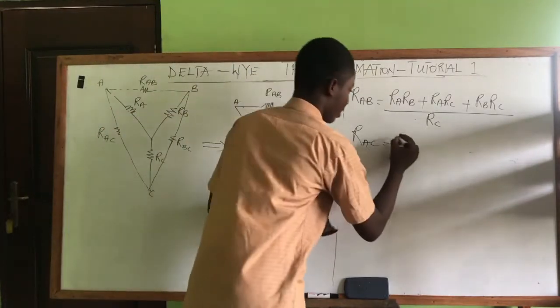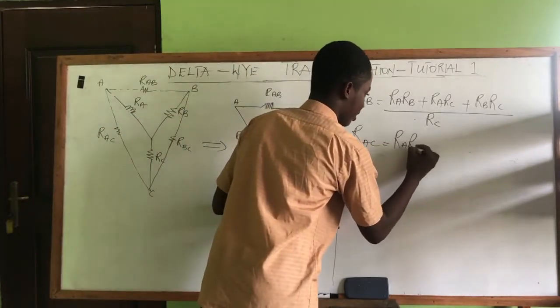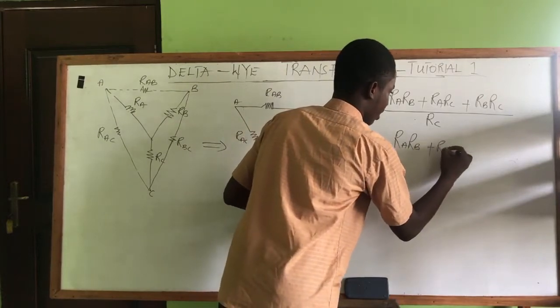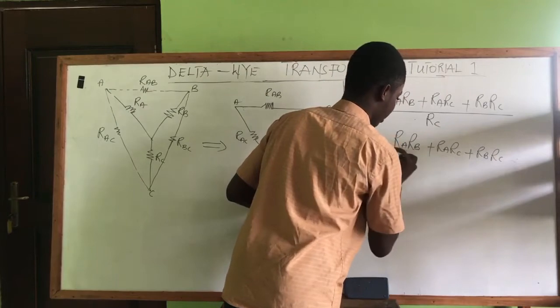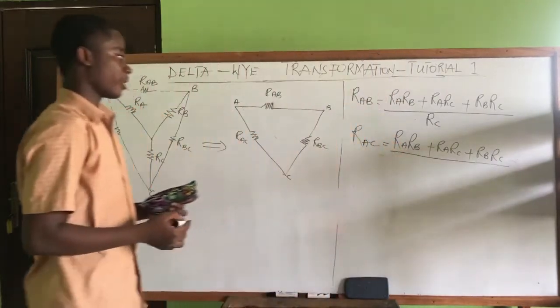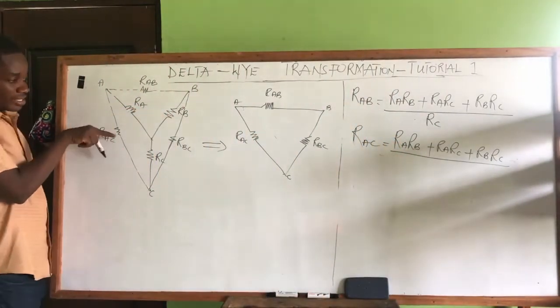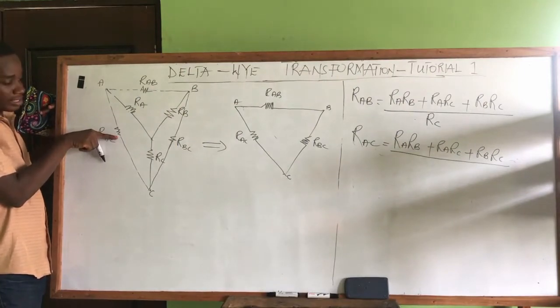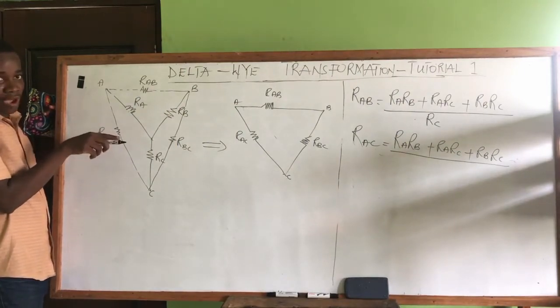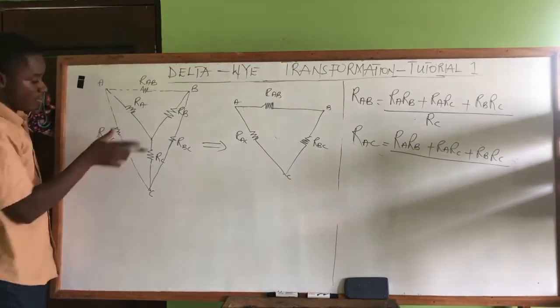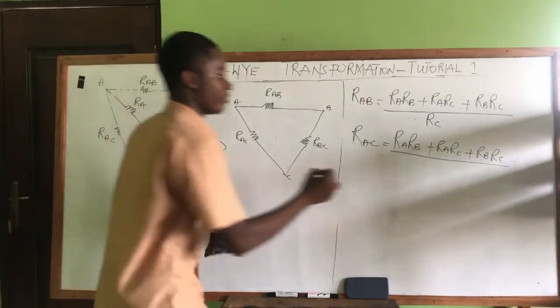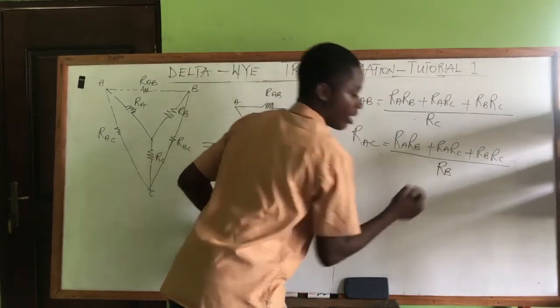So just copy your numerator: RA RB, RA RC, RB RC. Then you divide by what? Let's check. This is RAC, and it is surrounded by which two y values? RA and RC. So it is the RB which is far away from RAC. So you divide it by RB.